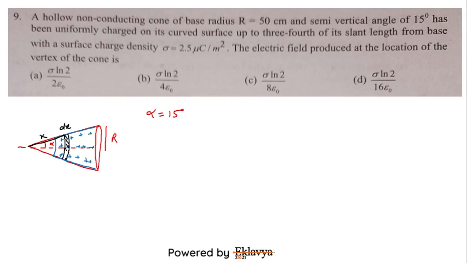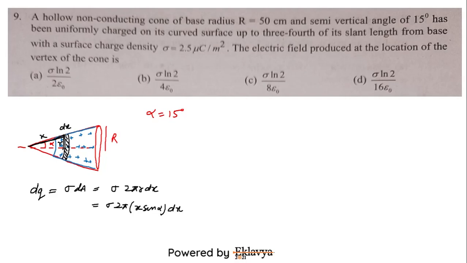Now for this ring, my first aim would be to write the charge. So dq, charge will be written as sigma into area of the ring, which will be written as sigma into 2 pi r, where r will represent the radius of this ring, into dx. Now sigma into 2 pi r can be replaced as x sine alpha. Please check this. This length is x, so x sine alpha into dx. So this has become the charge on the element.